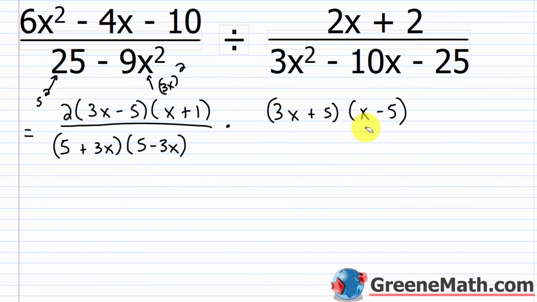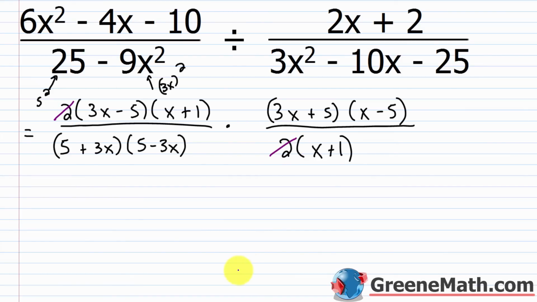So we have 3x plus 5, that quantity, times x minus 5, and this is over... Remember, we're taking the reciprocal of this. So this went into the numerator. This is going to go in the denominator. So 2x plus 2. I could pull a 2 out, and I would have x plus 1 inside. Now, I've factored everything, and so I'm just looking to see what I can cancel. So I can cancel this 2 with this 2. I can cancel this x plus 1 with this x plus 1.